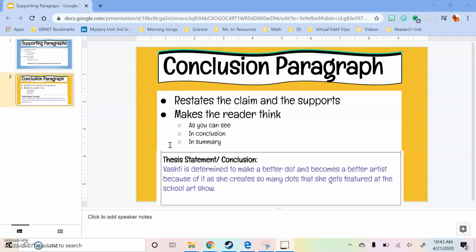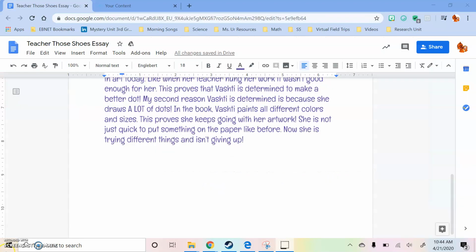Here below, you see Mrs. Traverson's thoughts from her planning sheet about what she wants to include in her conclusion paragraph. It says here, Vashti is determined to make a better dot and becomes a better artist because of it, as she creates so many dots that she gets featured at the school art show. These are some great ideas that I'm going to include in my conclusion paragraph. So let's snap on back to our paragraph essay and start writing.